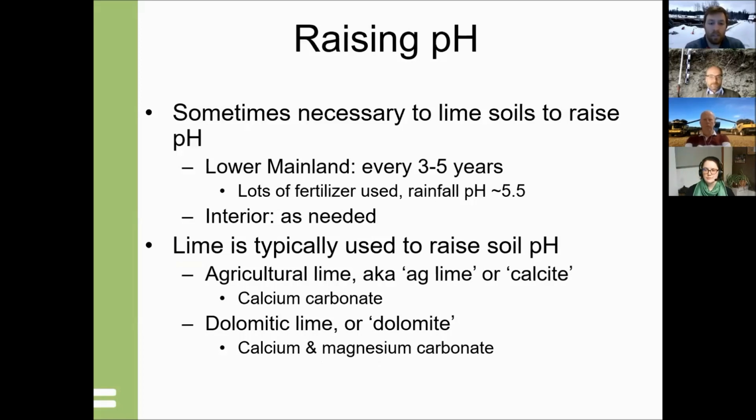So normally there's two different types of lime you can get: agricultural lime, sometimes called ag lime, whose mineral is called calcite, but this is calcium carbonate. And then the other form of lime is dolomitic lime, whose mineral is called dolomite. So it is calcium carbonate and magnesium carbonate.